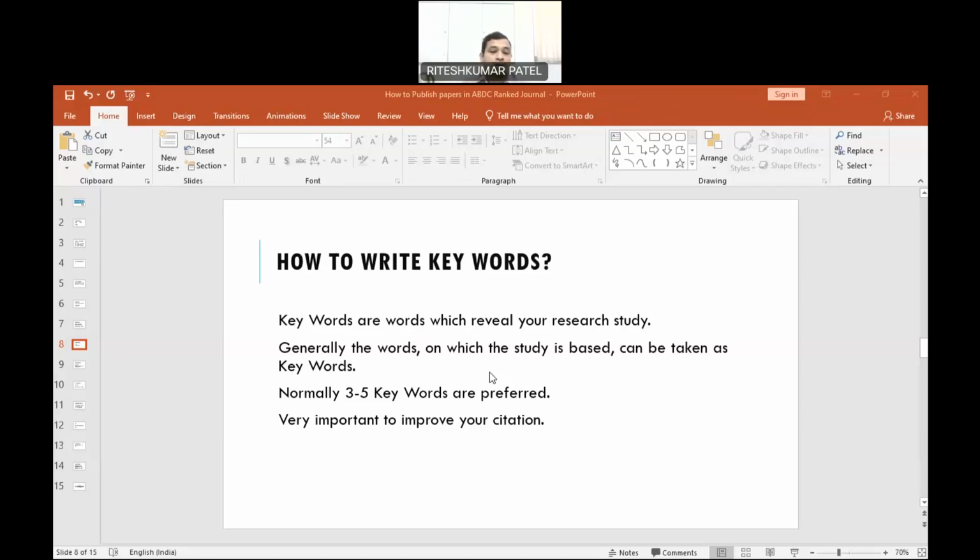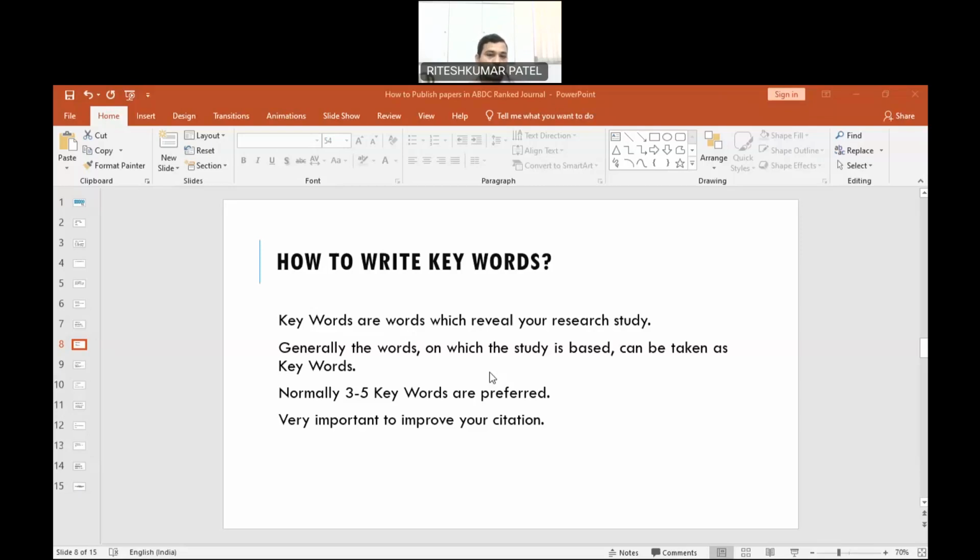Normally 3 to 5 keywords are preferred. However, it depends on the journals. Some journals are looking for 6 keywords, 8 keywords also. So accordingly, you can refer to the guidelines of journals to decide the optimal number of keywords that you can keep.